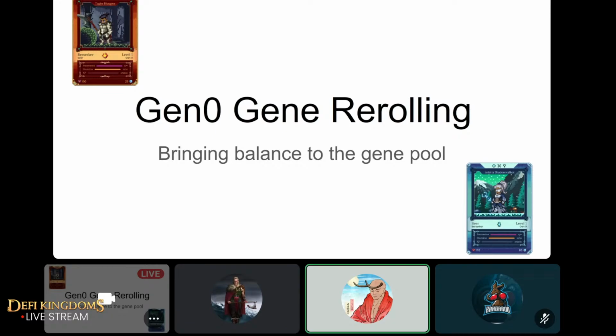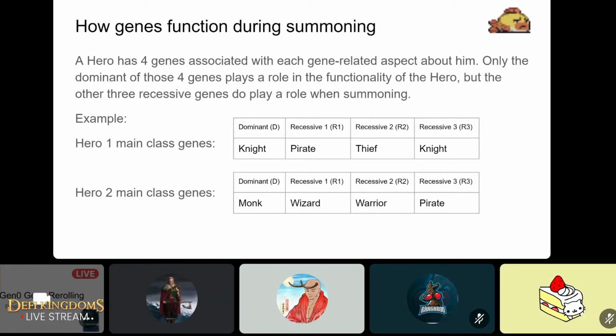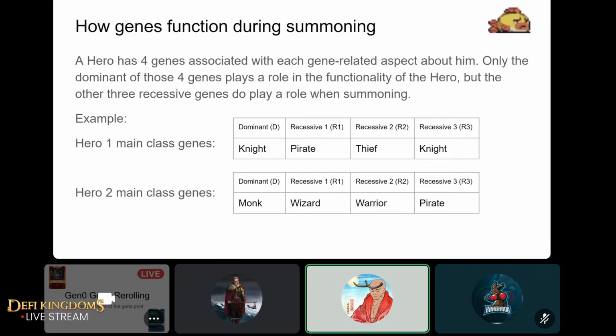Sounds good. First off, let me give a little bit of a one-on-one on how genes work, just to make sure everyone's on the same page. When you have a hero, the main genes that you see are the dominant genes. That's what you actually see on the card. If you have a knight class, he's going to have a knight dominant gene, but he will also have 3 recessive genes. In this example, there's a knight with recessive genes: the first is a pirate, then thief, then knight. Then say he's summoning with another hero that's a monk that has wizard, warrior, and pirate as recessive genes.